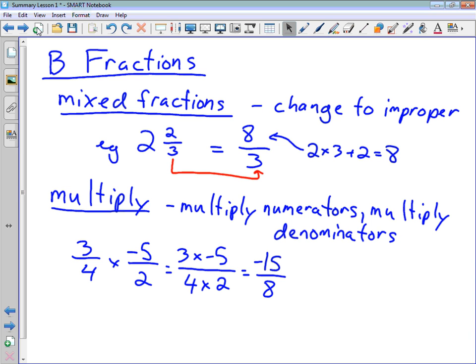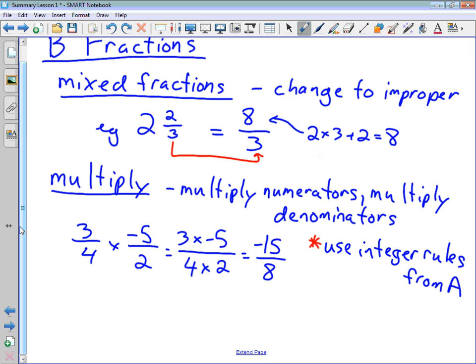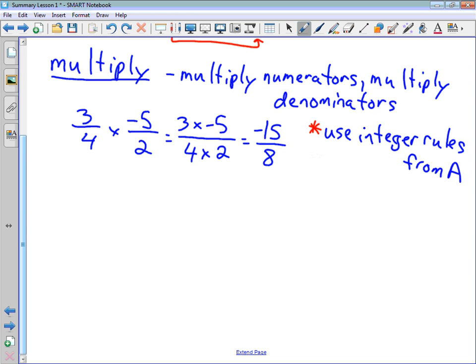And now I might be able to make a connection here. Because in the numerator there I did 3 times -5, I got -15, so here I'm going to put a little star indicating this is a connection, and I'll just say use integer rules. And I might say from box A or something like that. So I've made a connection between what we did in box A and what we did in box B. So that was multiplying.